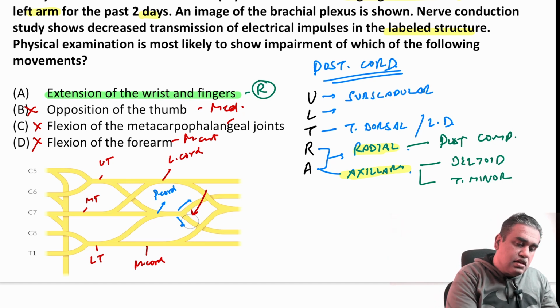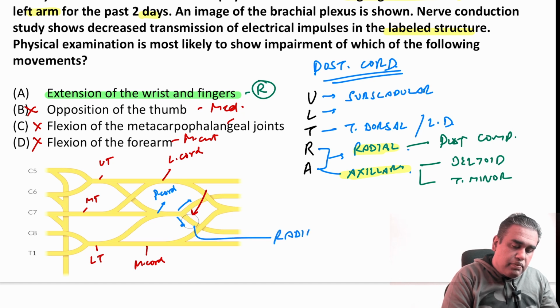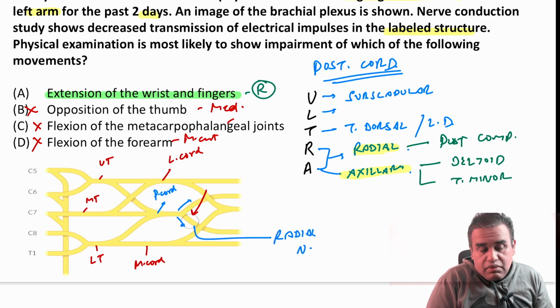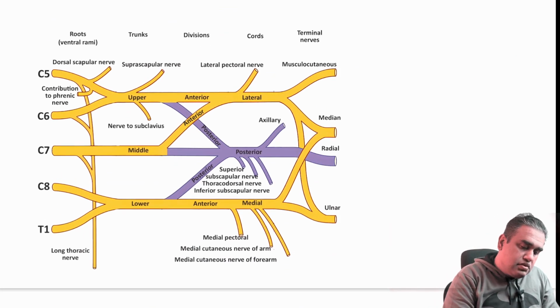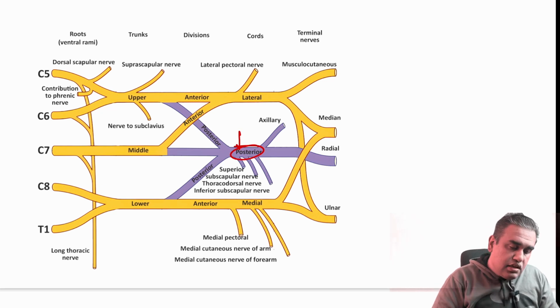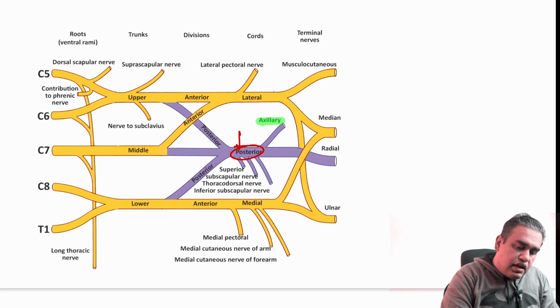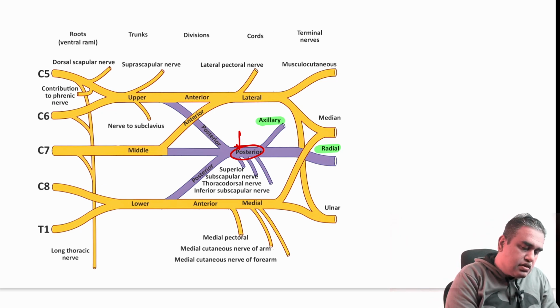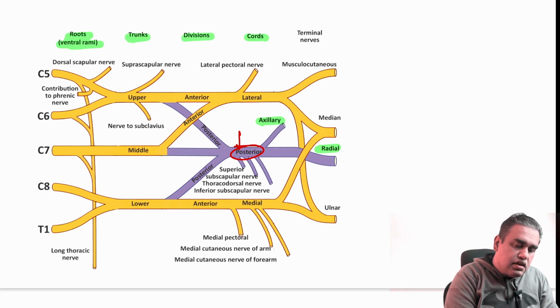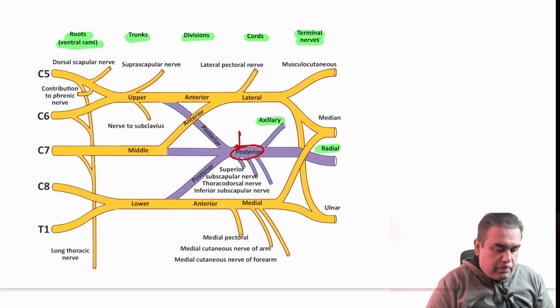So this labeled structure was nothing but the radial nerve. That's it. So we should be clear about the images as well. Here is the image of the entire brachial plexus. Look at the image carefully. Look at this purple color. This is your posterior cord, and its two terminal branches over here are the axillary and the radial nerve. Right? Go through this diagram. Take a screenshot, or if you have, fine. Here everything is given: roots, branches of the ventral rami, trunks, divisions, cords and their terminal nerves. They are all given over here, right?